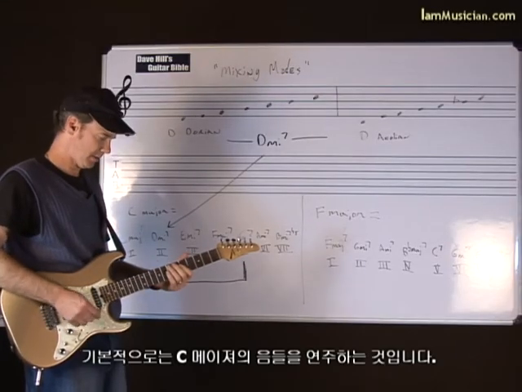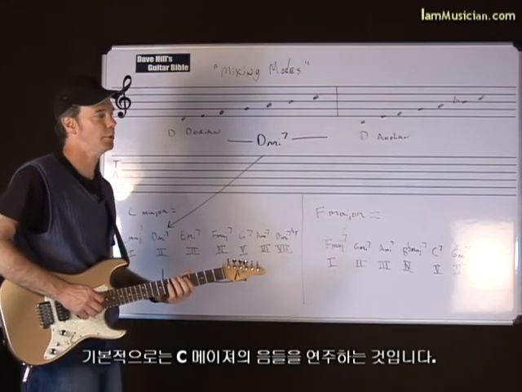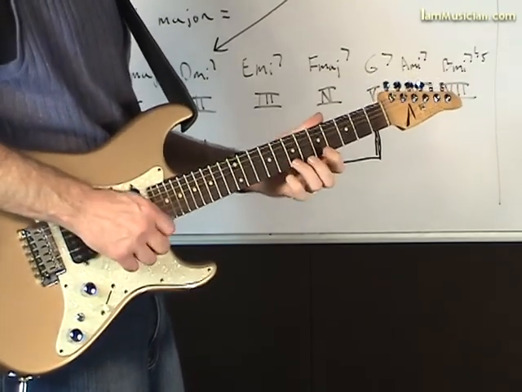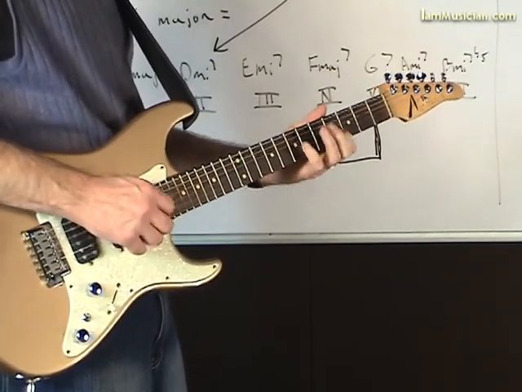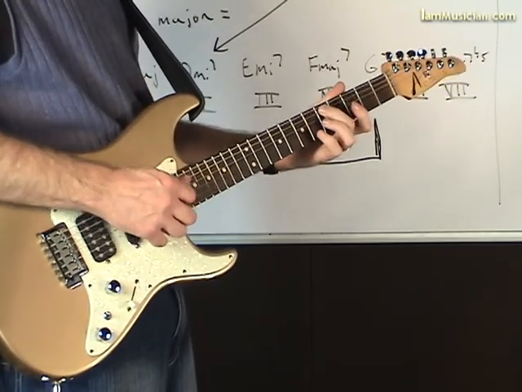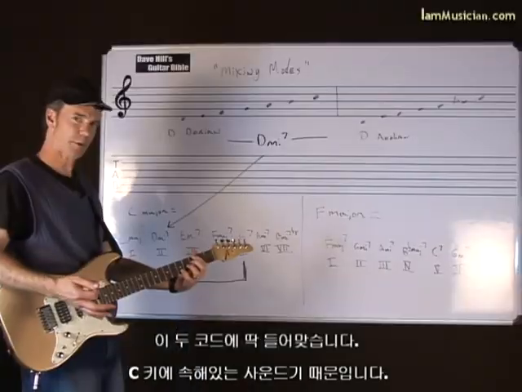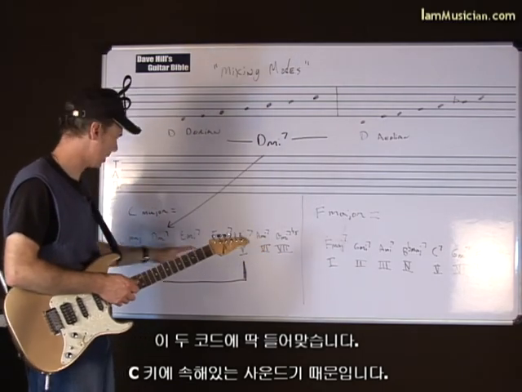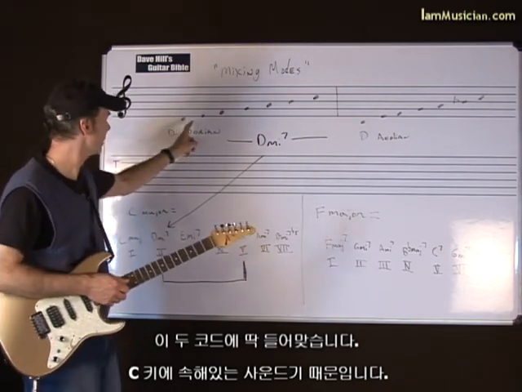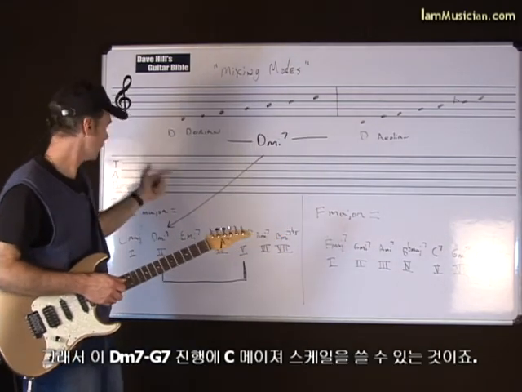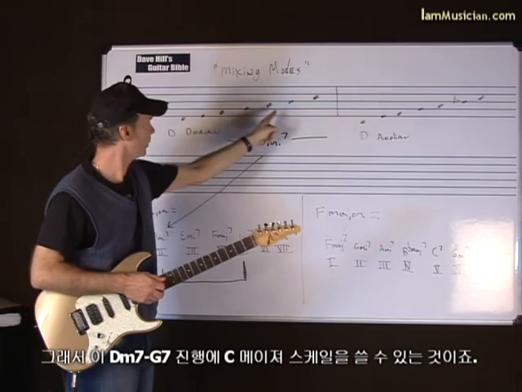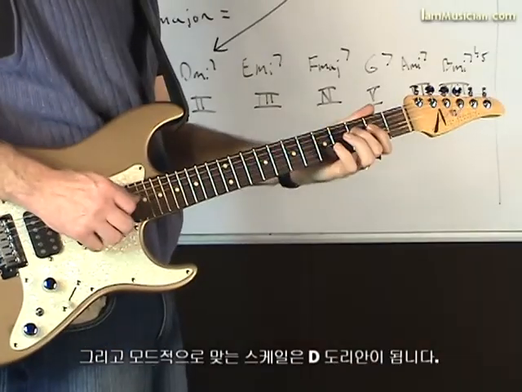We're going to be essentially sounding like we're playing C major when we play this. See how it fits perfectly over those two chords because it sounds like they go together. It sounds like they belong to the key of C. So that's why we're going to play the key of C over this D minor chord going to the G7. And there's what it would look like in terms of a scale. It would be called D Dorian.